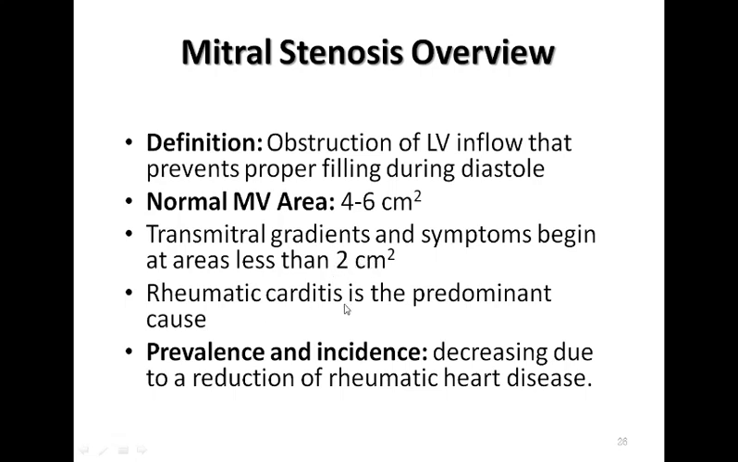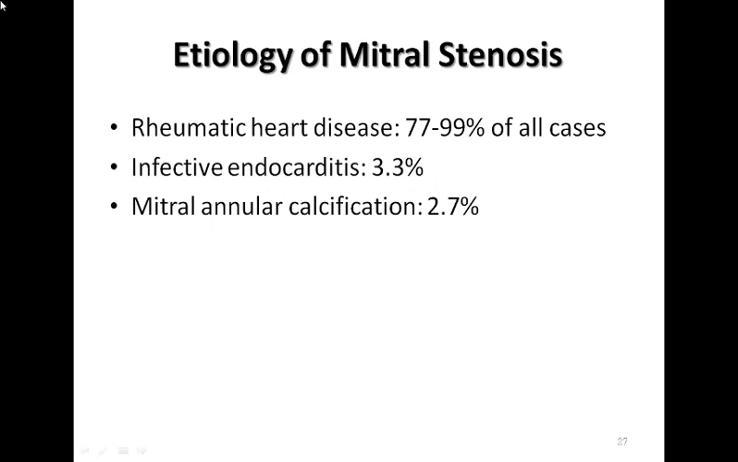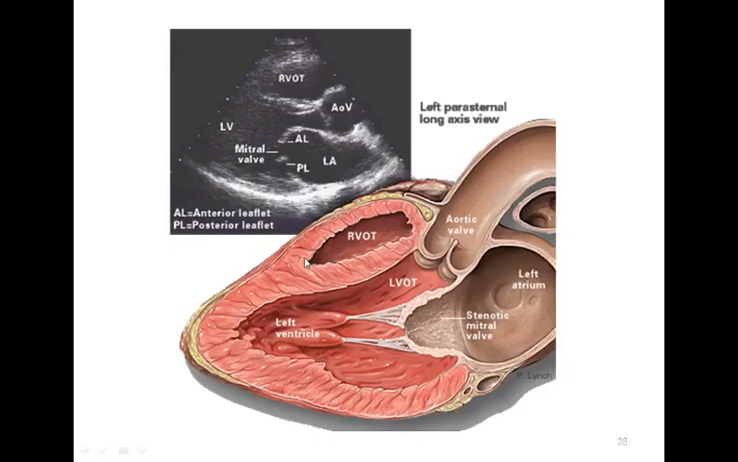Rheumatic carditis is the predominant cause even in Sri Lanka. Prevalence and incidence decrease due to reduction of rheumatic heart disease in Sri Lanka and most of the developing countries. So when you consider the etiology of mitral stenosis, as I said, commonest is chronic rheumatic heart disease. It accounts for about 77 to 99% of all cases, and infective endocarditis and mitral annular calcification also can present like mitral stenosis.